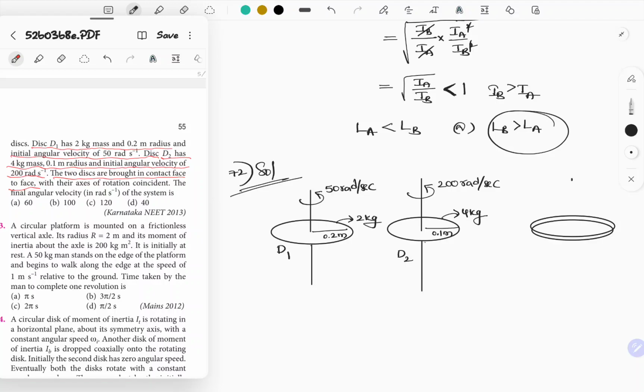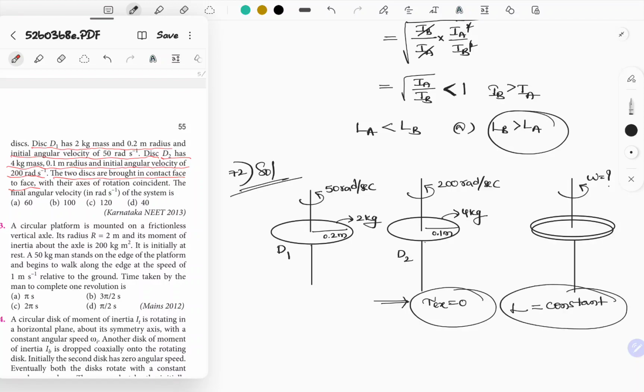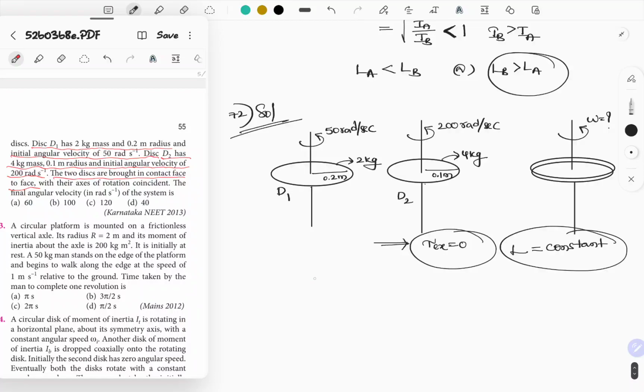Now what's the question they're asking? They're asking final angular velocity of the system. So this is how it is rotating. I need final angular velocity. Is there any external torque acting on the system? External torque acting on the system is 0. So angular momentum is going to be constant, right? So this question is also again based on law of conservation of angular momentum.